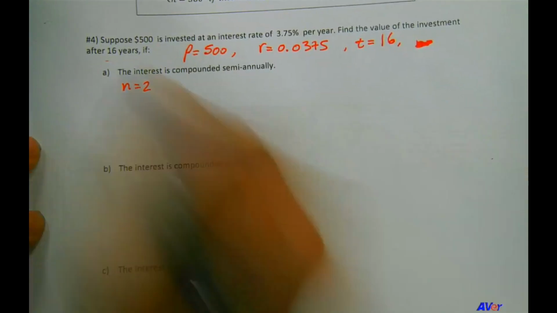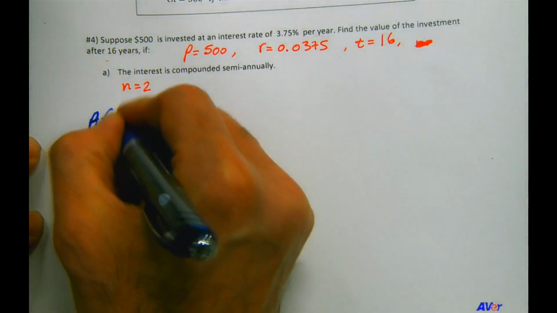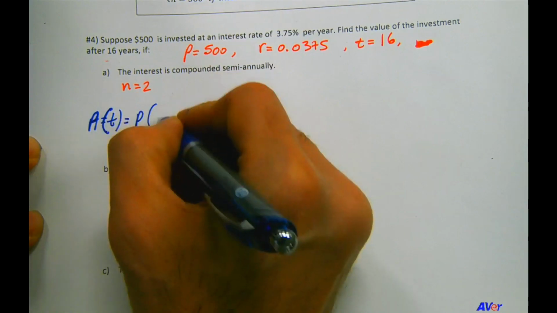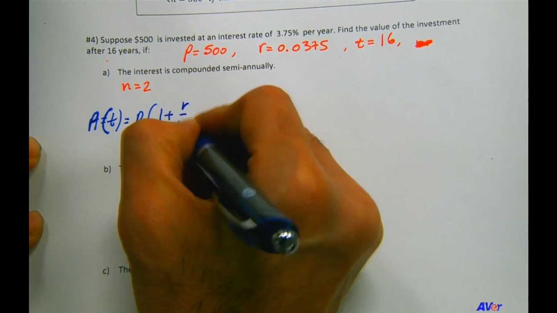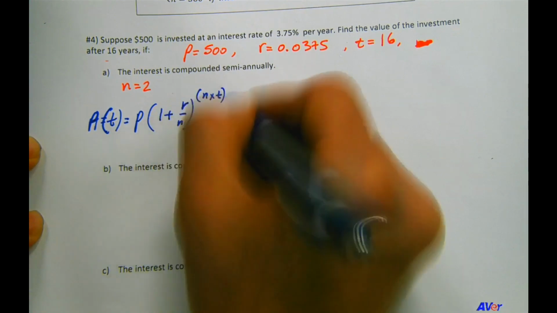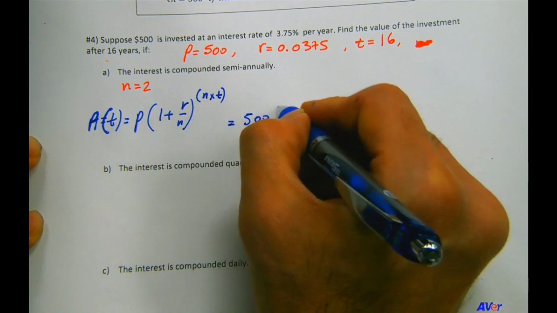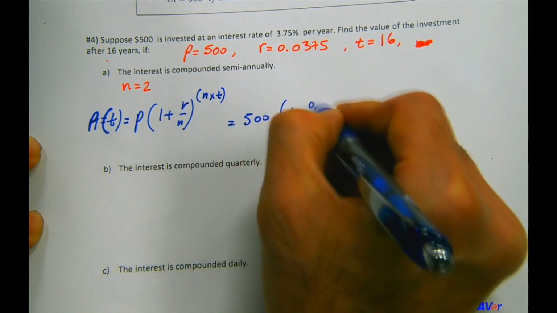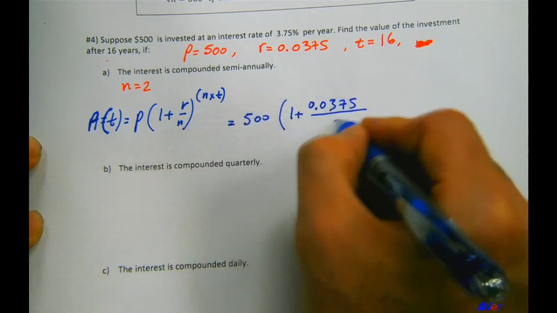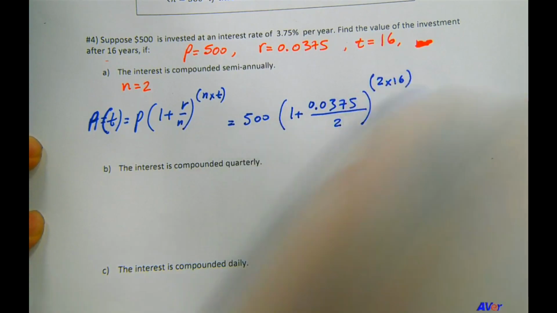Here we have the original formula, which is A sub T, and I'm going to use the same variables there. A sub T equals P times 1 plus R over N, to the N times T power. Okay, so P is 500 times 1 plus 0.0375 divided by N, which is 2, to the 2 times 16 power, right? N times T.